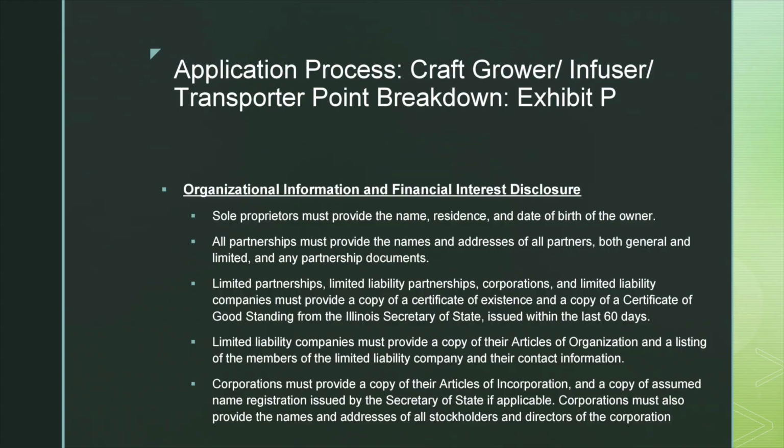Slide 41 goes into Exhibit P, which is the organizational information and financial interest disclosure. Now this is important because you need to submit all financial documents that bind you to other people, that are loan agreements, anything that you have related to financial interests. You must submit to the state so that they know who is owning, who is in control, in order for them to gauge whether or not you qualify as a social equity applicant or if you qualify, period. So it goes into what it is that you would need to provide them.